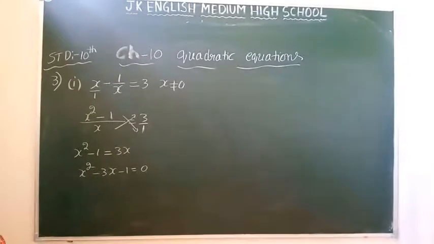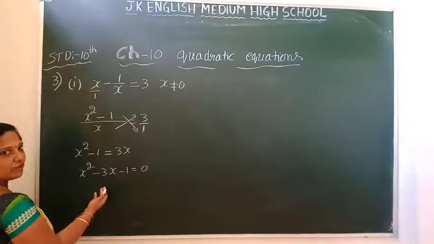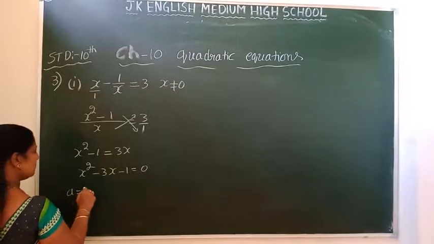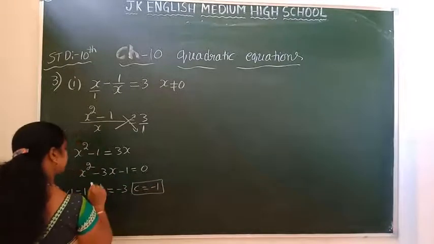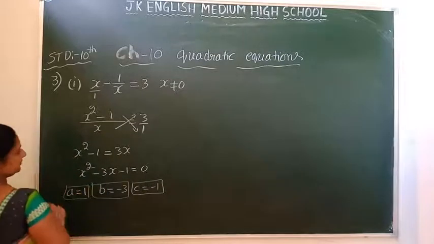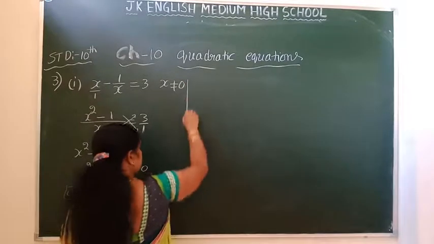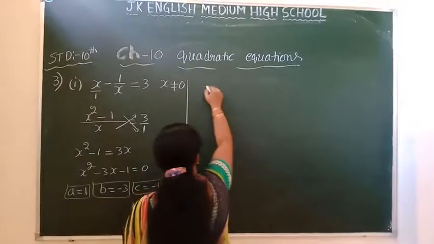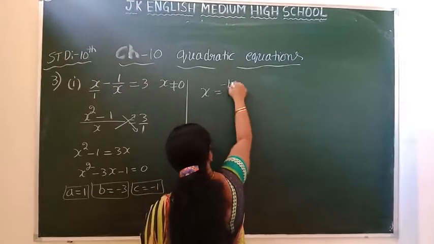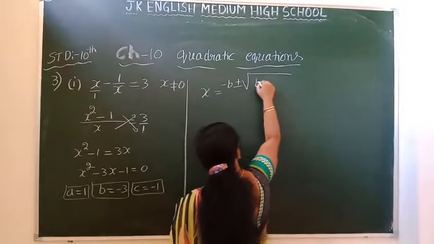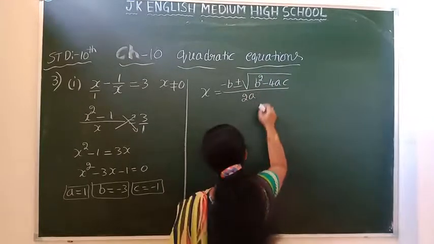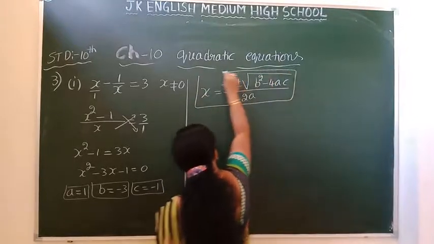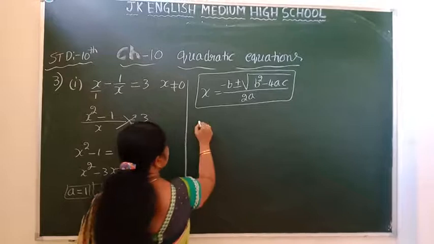So now you can use the formula method; you can use any one of the methods, as they have not mentioned which method to use. We compare with the standard form of the quadratic equation: a value is 1, b value is minus 3, c value is minus 1. So I am using the formula method now. x is equal to minus b plus or minus square root of b square minus 4ac, divided by 2a. This is the formula.